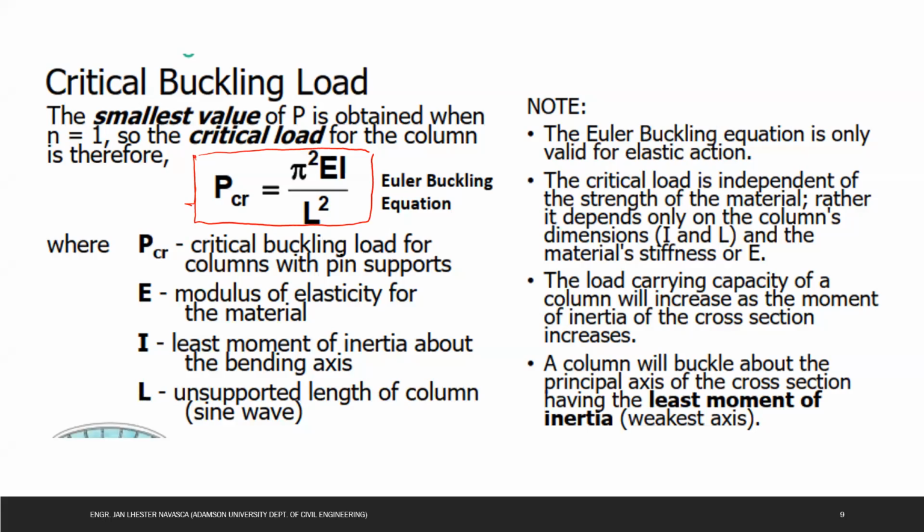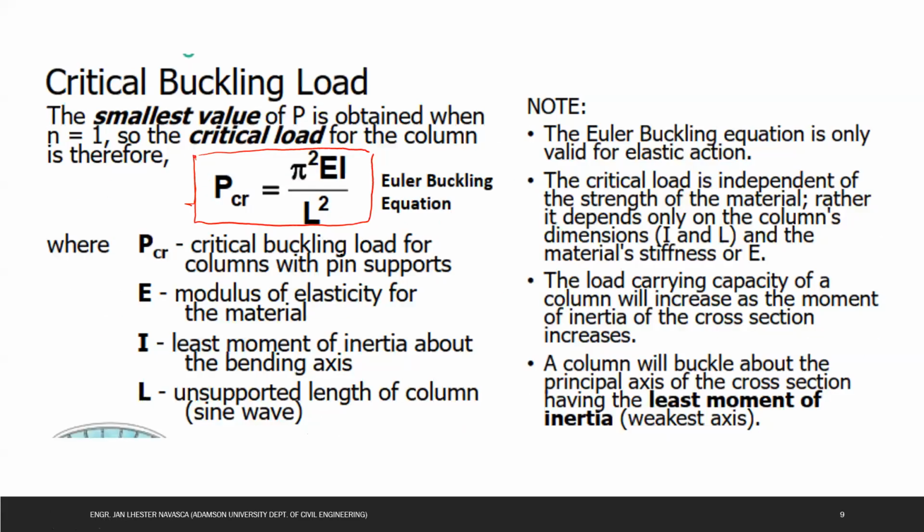The load carrying capacity of a column will increase as the moment of inertia of the cross section increases. This is very obvious: if we increase the section, the load carrying capacity of our column also increases. Then a column will buckle about the principal axis of the cross section, which will happen about the weakest axis, or the one having the least moment of inertia. So that is the critical buckling load based on the Euler buckling equation.